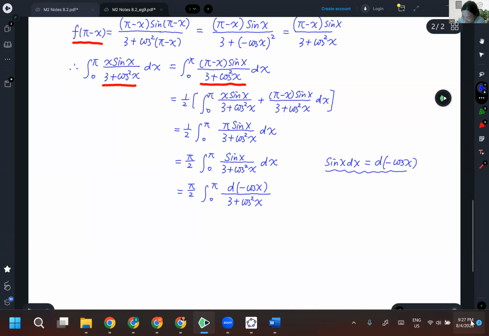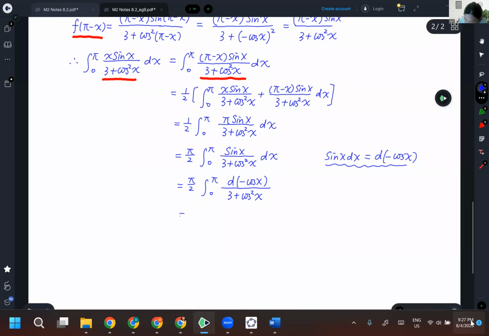And then after this, I will simplify a little bit. Negative pi over 2, 0 to pi, it's 1 over 3 plus this d cosine x. So there is a little bit of simplification when I take out the negative sign. Is that okay? It doesn't look great though, but that's what it is.